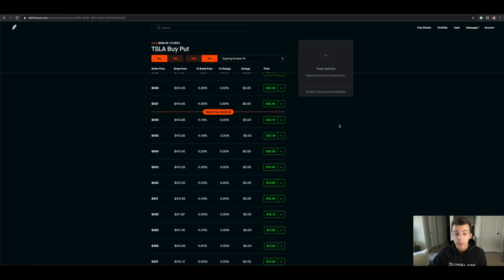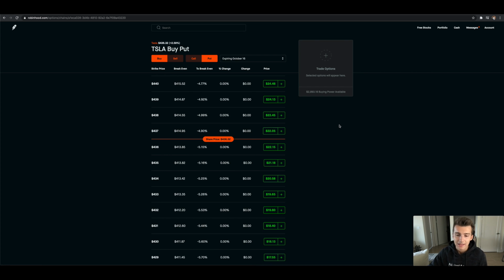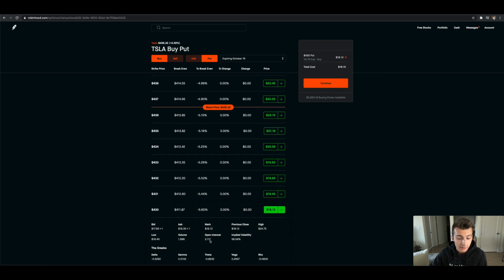Now, really quickly to the put side, it's very, very similar. It's the same exact thing here for Tesla. So if we look to puts, let's say I want to go for a 430 put. I can go in here, I can click on that. Again, I would just want to make sure that I see there's open interest, there's volume, there's a decent amount. So if I'm only looking to get one contract, this is fine.